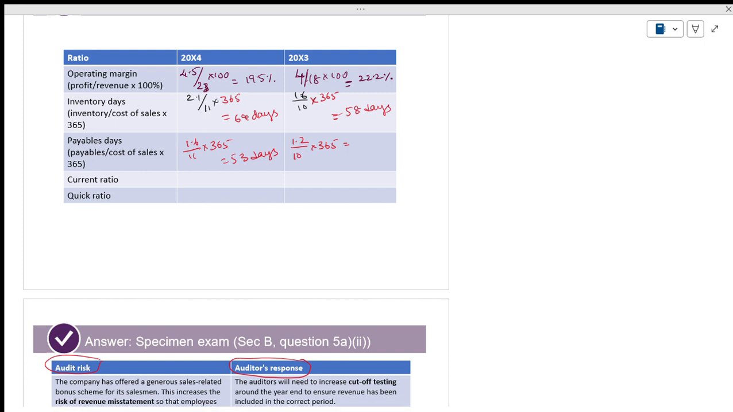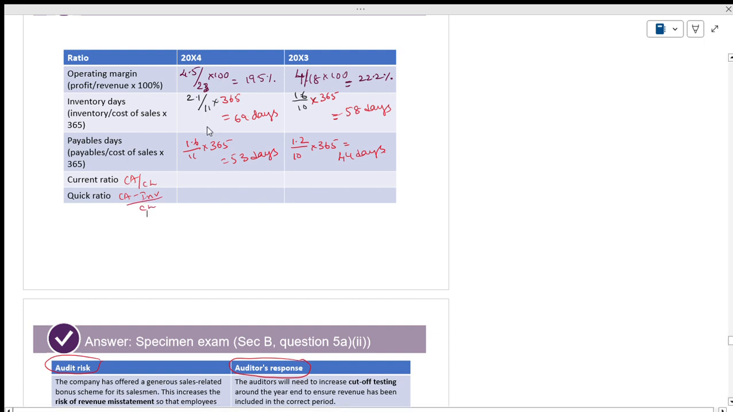One point two divided by 10. 44. Can I put 44? Okay. Current ratio: current assets divided by current liabilities. Quick ratio: current assets minus inventory divided by current liabilities.